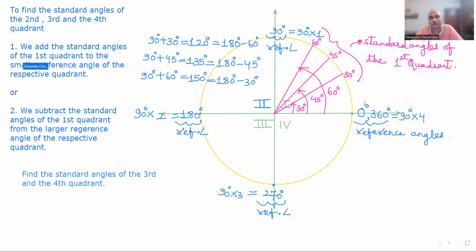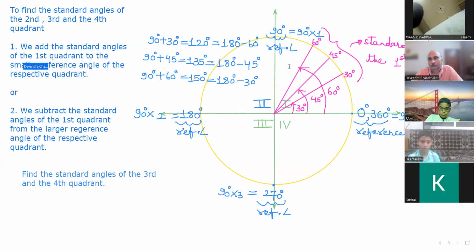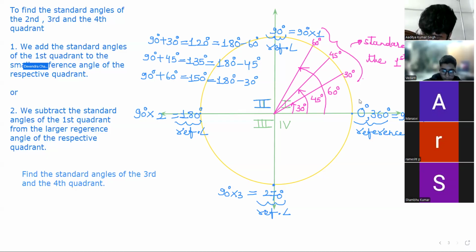Yes, Ayan, you want to say something? Manasvi, where is your answer? Yes, now I got your answer. Very good, Manasvi. This is for the third quadrant. Very good, Ayan. Third quadrant is correct. Shambhu Kumar, your third quadrant is correct. Very good. Arya, your third quadrant. Arya, you are in which standard? Sir, I'm in 8th.